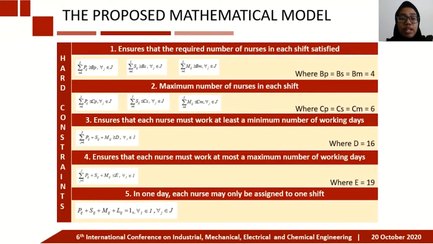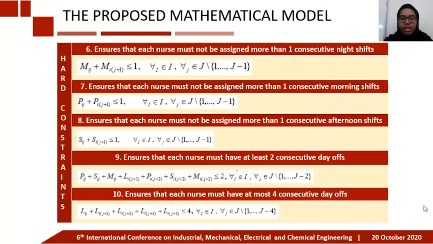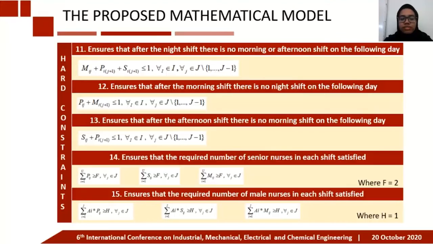First, ensure that the required number of nurses in each shift is satisfied. Second, the maximum number of nurses in each shift. Third, ensure that each nurse must work at least the minimum number of working days. Fourth, ensure that each nurse must work at most the maximum number of working days. Fifth, in one day, each nurse might only be assigned to one shift. And so on.